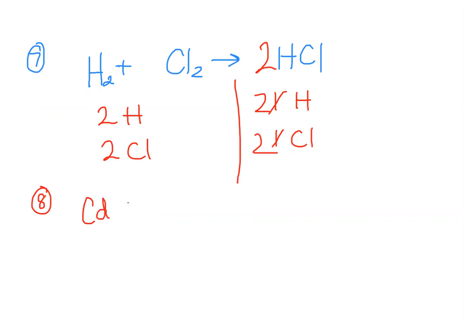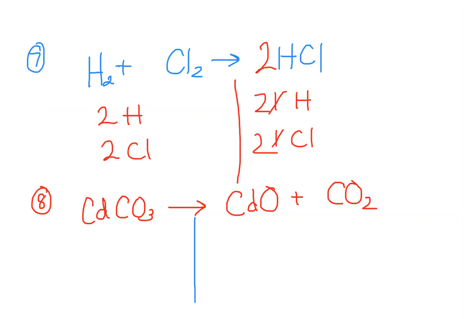CdCO3 yields CdO plus CO2. Now, this is one where we can't keep the ions together because look, CO3 over here, the O's split up and we've got a CO2 and an O by itself. So we can't do that. And we're going to have to think of them all as separate.